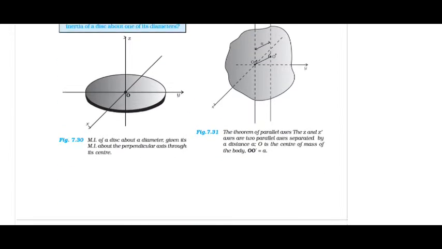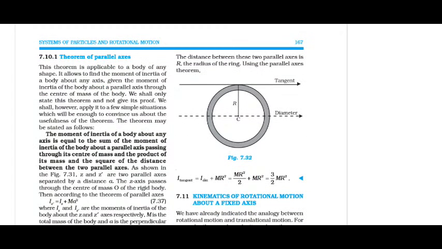Now let us move forward. Theorem of parallel axis. This theorem is applicable to the body of any shape. It allows us to find the moment of inertia of a body about any axis, given the moment of inertia of the body about the parallel axis through the center of mass of the body. We shall only state the theorem and not give the proof. We shall, however, apply it to a few simple situations which will be enough to convince us about the usefulness of the theorem.